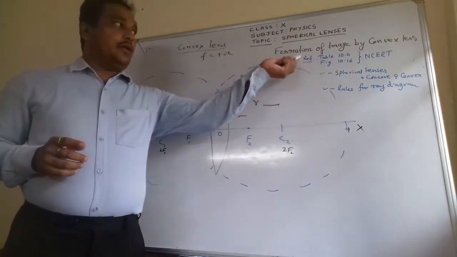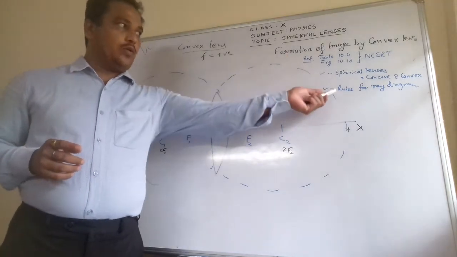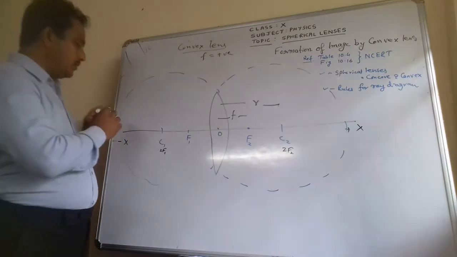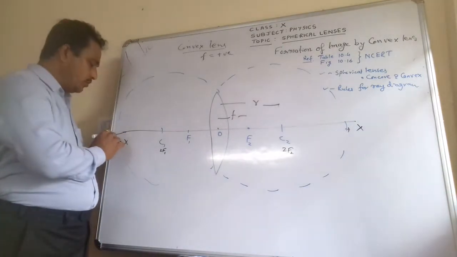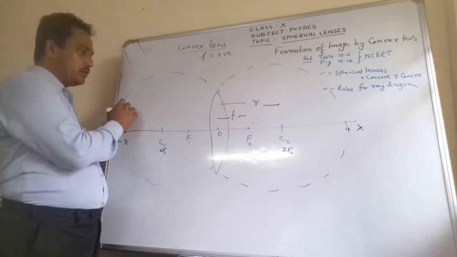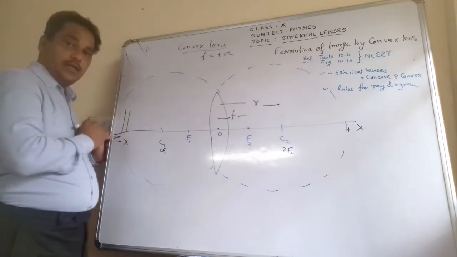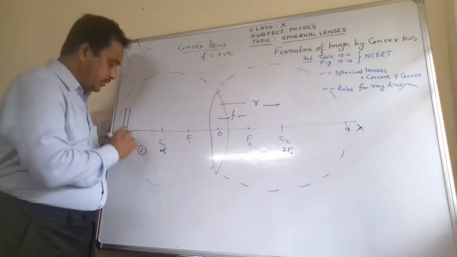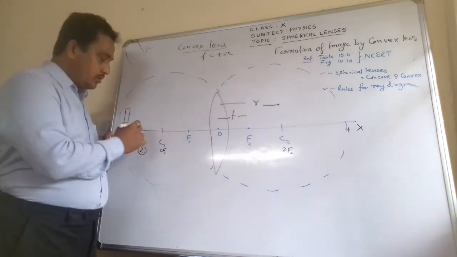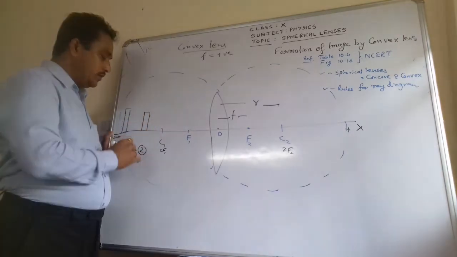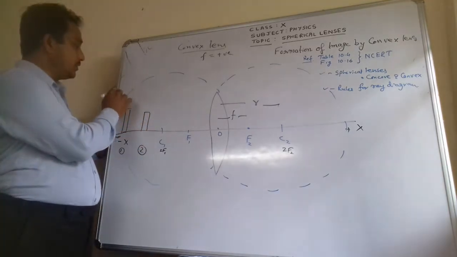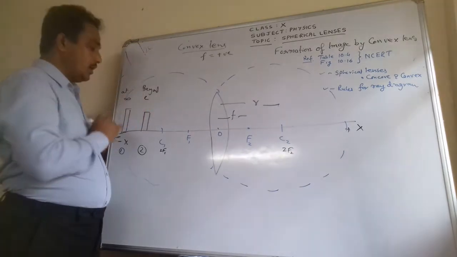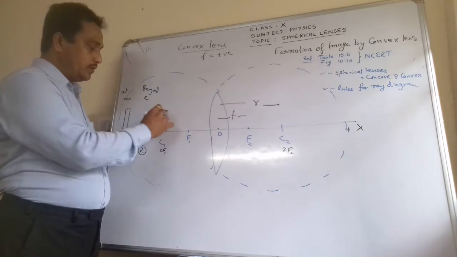This basic thing you must know before drawing the ray diagram for formation of the image. And the rules we have already discussed. So the object will be placed at infinity first of all, negative infinity. So this is the first case, when the object is placed at infinity. Then what is the second? When it is beyond C. Okay, this is the second case when the object will be beyond C.